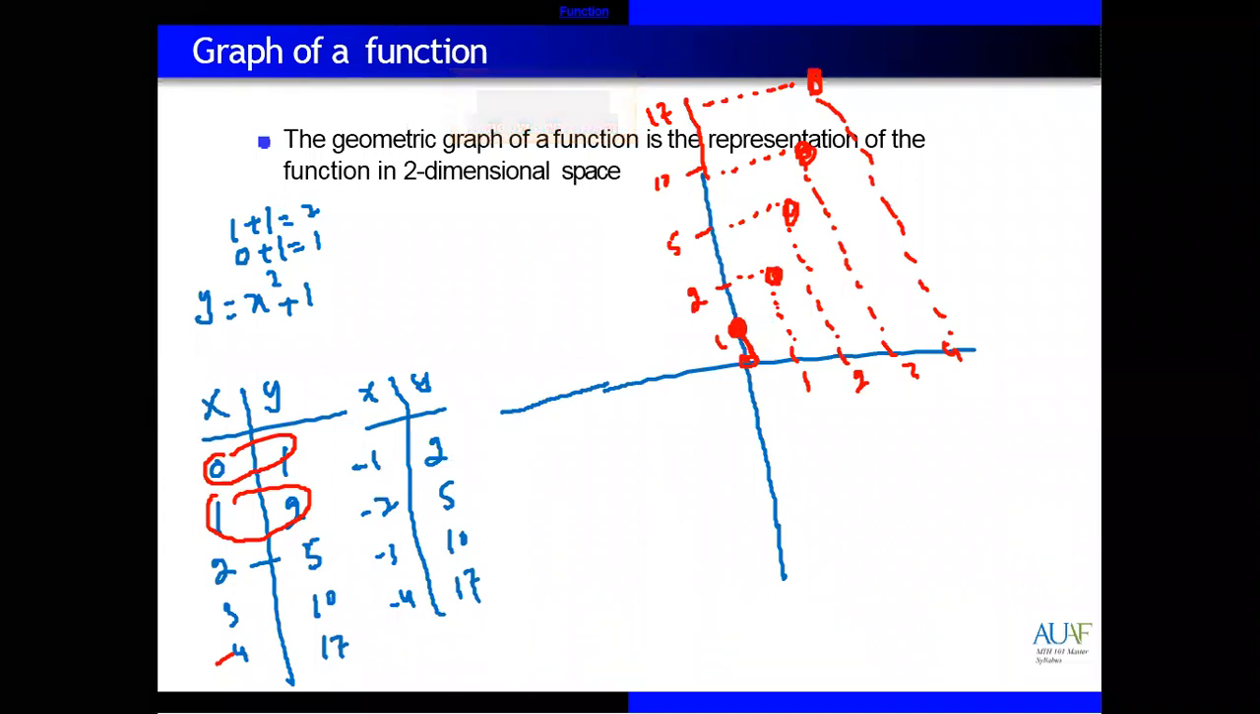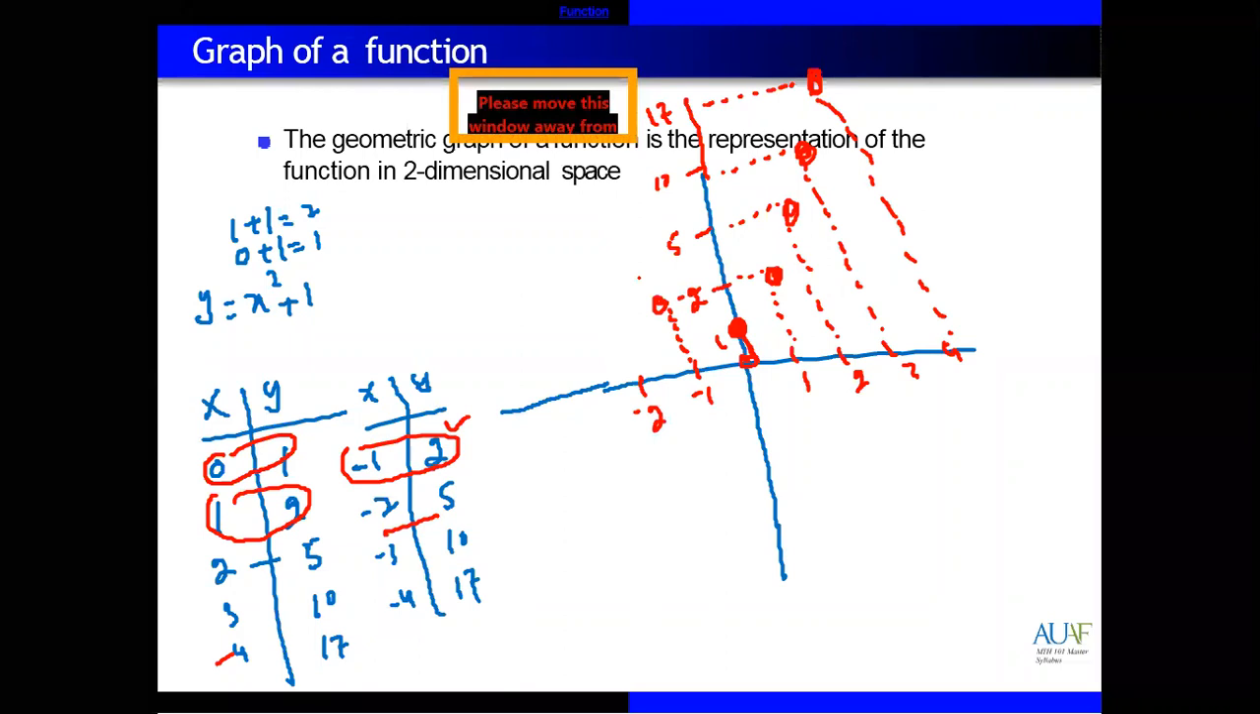Now if you give negative values, like x is equal to -1, so what is the value of y? Y is 2. So this point, -1 with +2. Same, -2 with 5. X is equal to -2, what is the value of y? 5. So joining these points.